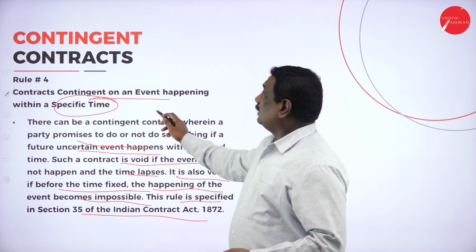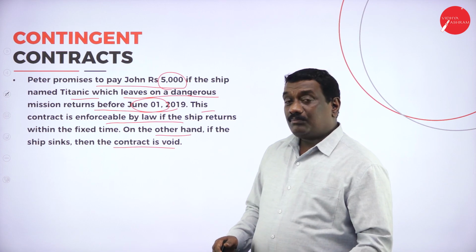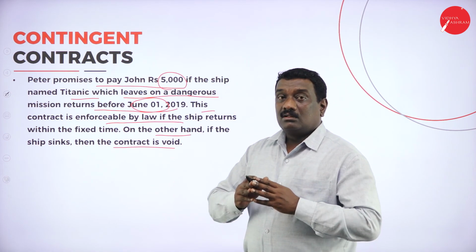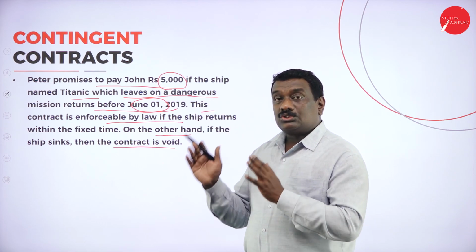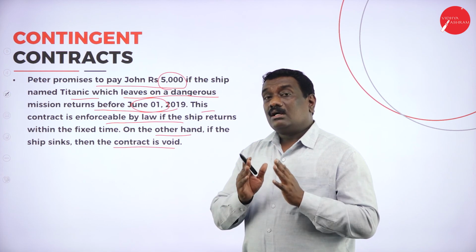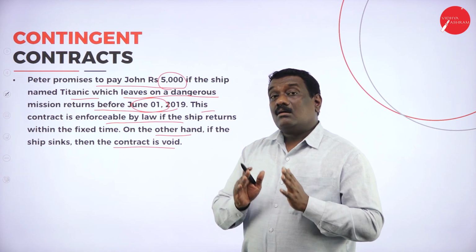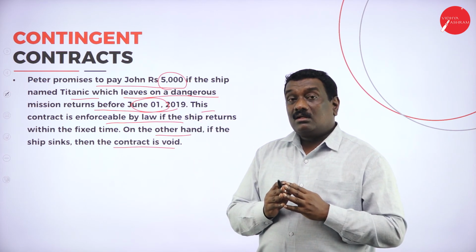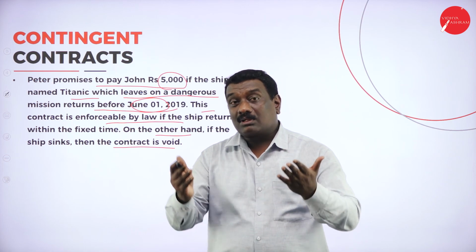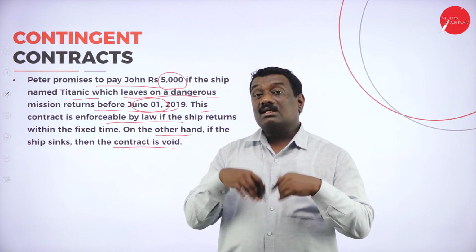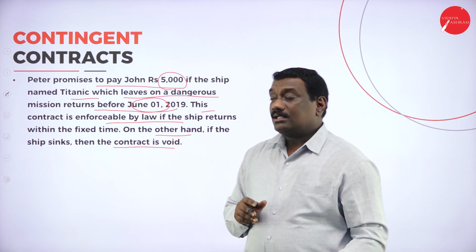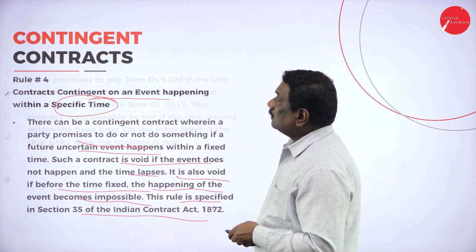That is rule 4, on the event happening within the specified time period. Here Peter is promising John, the other party, rupees 5,000, and a condition is put that if the ship called Titanic returns before June 1st, this contract will be enforceable by law. If the ship does not return and sinks into the sea or the ocean, then this particular contract is a void contract. So this is about rule 4.